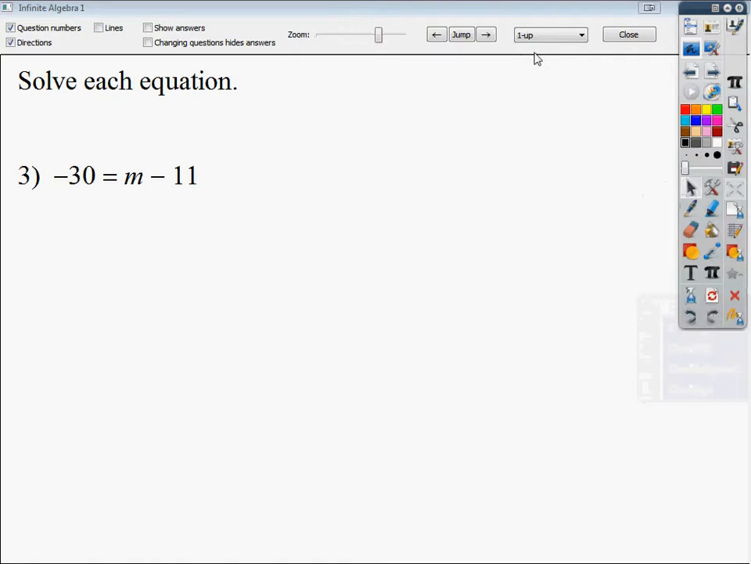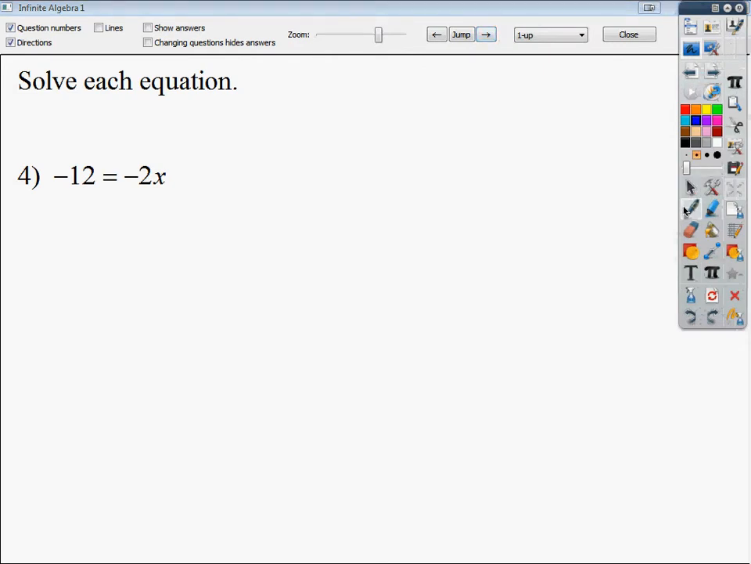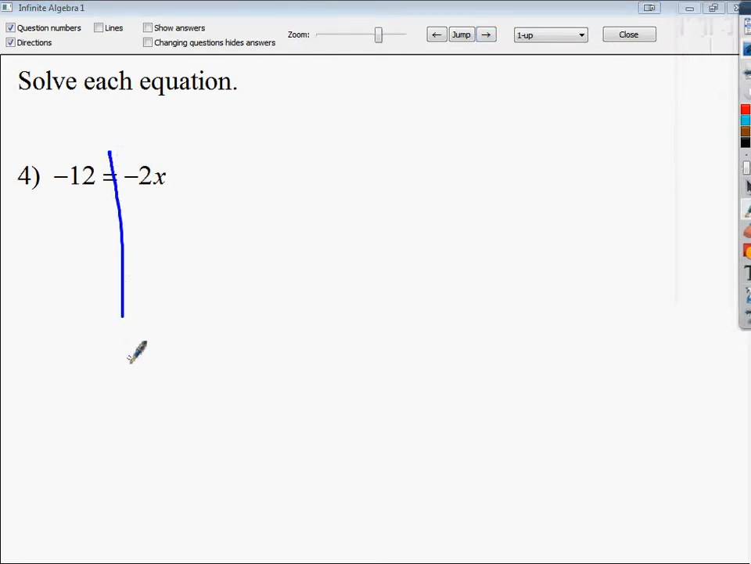Now, what happens if the relationship isn't add-subtract? In this case, the relationship is multiply. So I'm going to draw my line first. I always like to start out by doing that, and then I'm going to look at the relationship between the x and whatever it's with. The variable is the only thing that matters. And don't freak out because the x is on the right side. It works the same way. The equation can be flipped over. It won't hurt anything. If it's touching the negative 2, it means multiply.